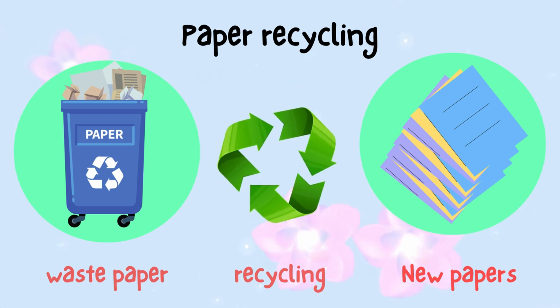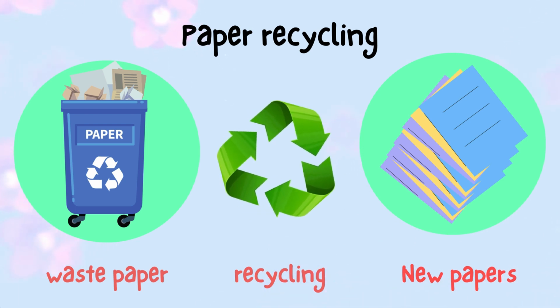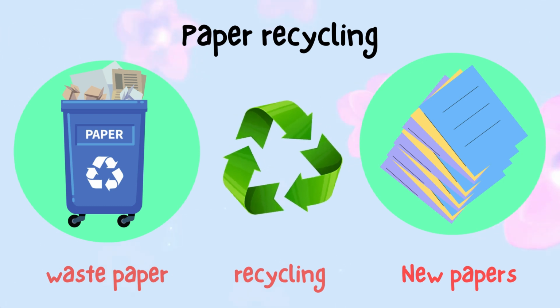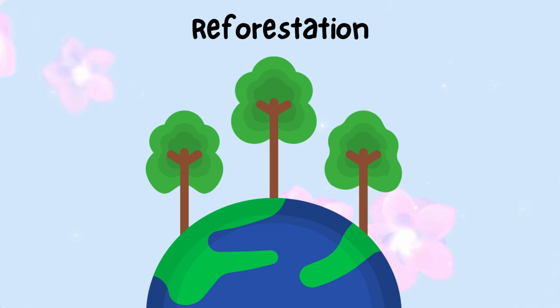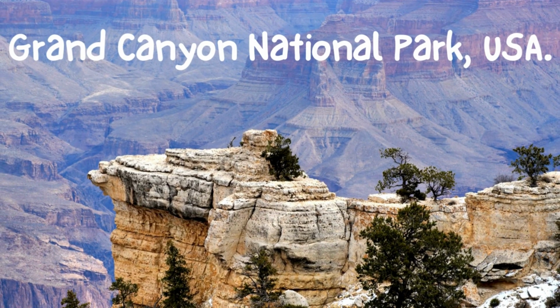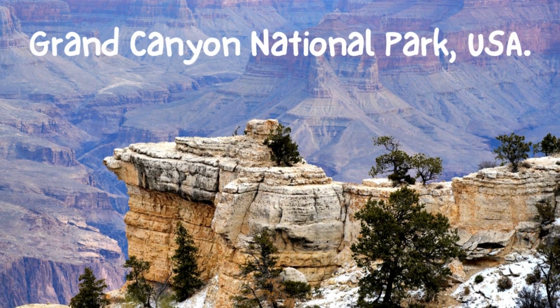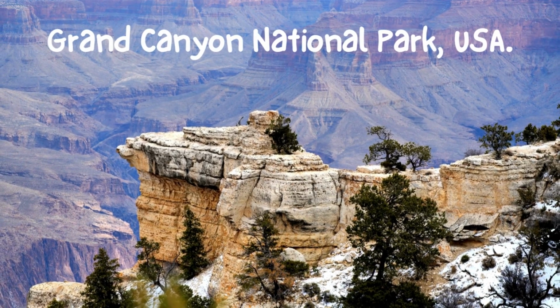Used paper can be recycled to make new paper and cardboard. This means that fewer forests are destroyed. In some forests, new trees are planted to replace ones that are chopped down. Trees are protected in national parks. These trees grow on high rocky cliffs in the Grand Canyon National Park in the US.